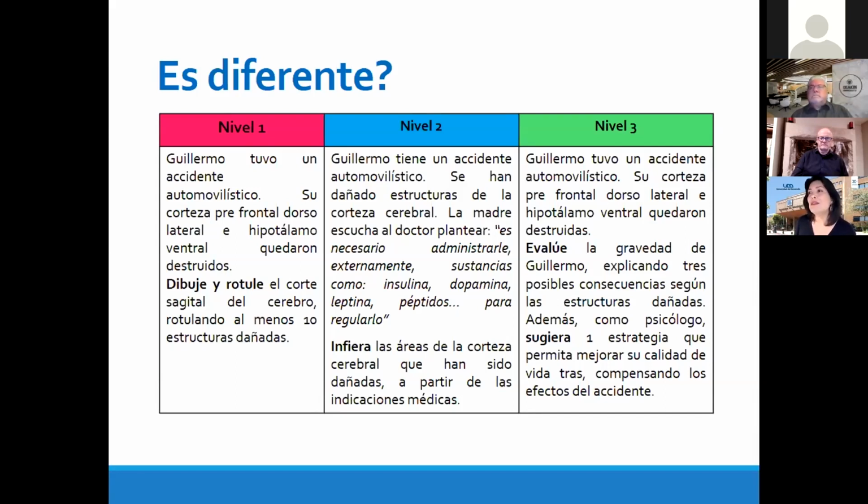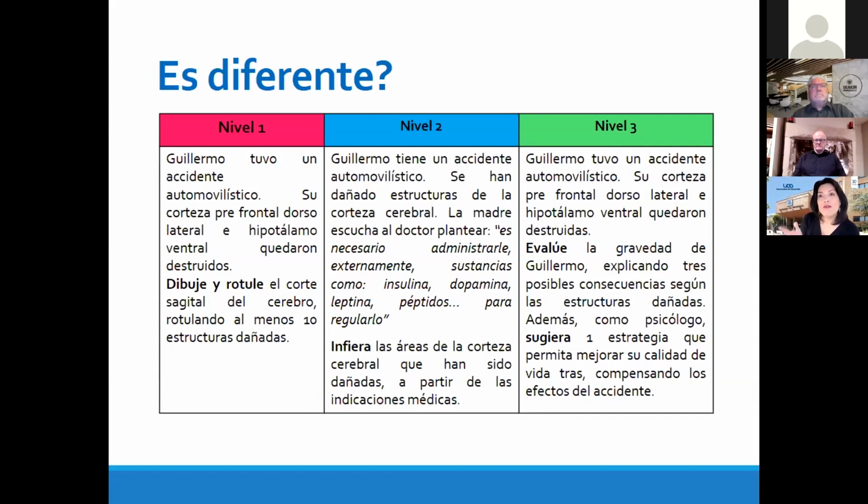Y el tercero dice: Guillermo tuvo un accidente automovilístico, su corteza prefrontal dorsolateral e hipotálamo ventral quedaron destruidas. Evalúe la gravedad de Guillermo, explicando 3 posibles consecuencias según las estructuras dañadas. Además, como psicólogo, sugiera una estrategia que permita mejorar su calidad de vida, compensando los efectos del accidente. Es decir, acá se pone al alumno en una situación de mayor nivel de complejidad cognitiva, pero además más profesionalizante.